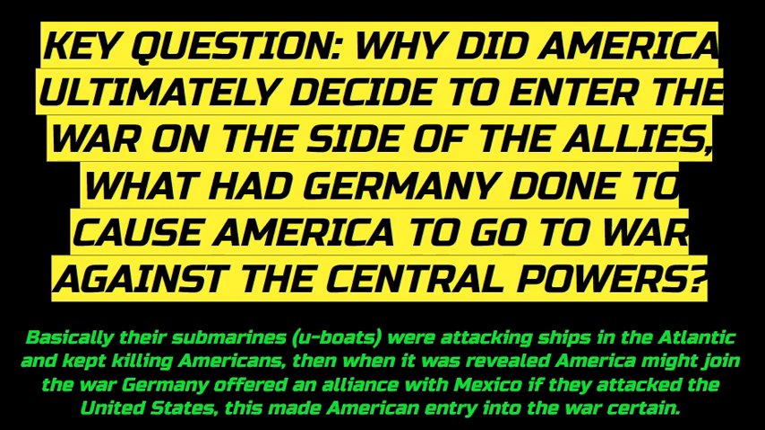Next, why did America ultimately decide to enter the war on the side of the Allies? What had Germany done to cause America to go to war against the Central Powers? Basically, their submarines, U-boats, were attacking ships in the Atlantic and kept killing Americans. Then, when it was revealed America might join the war, Germany offered an alliance with Mexico if they attacked the United States. This made American entry into the war certain.